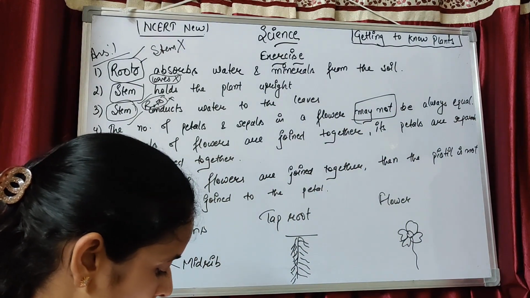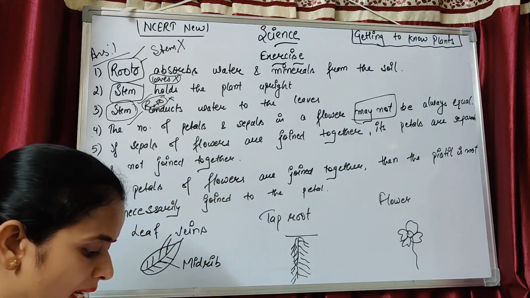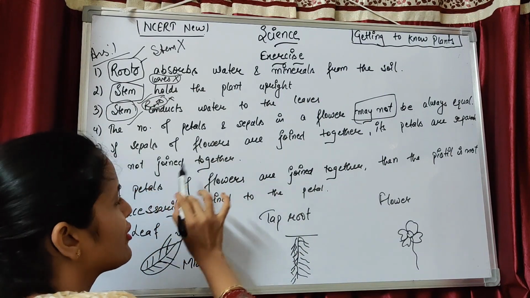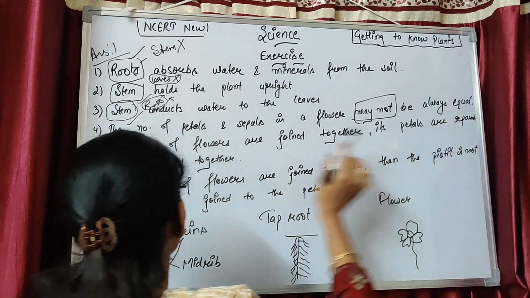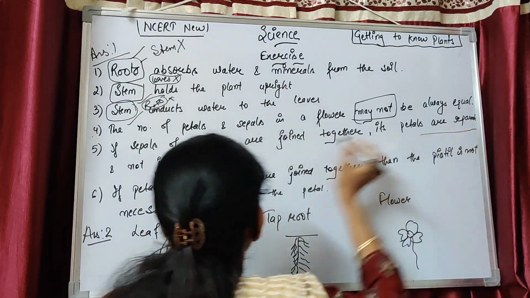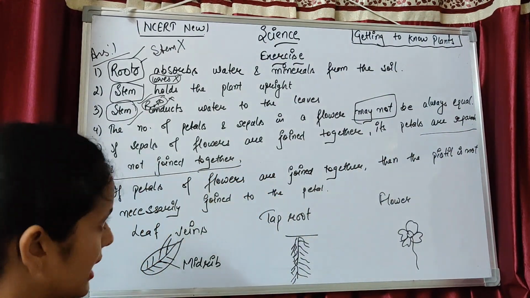Next. If the sepals of a flower are joined together, its petals are also joined together. No. If the sepals of a flower are joined together, its petals are separate and not joined together. They are not joined. Clear?